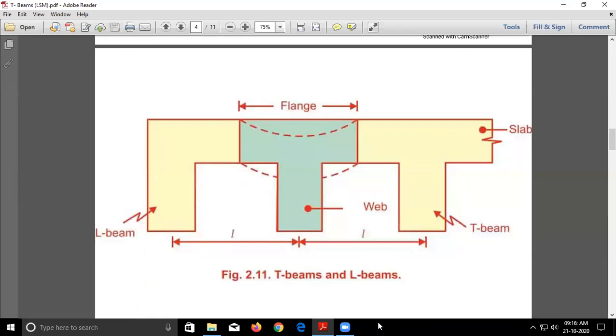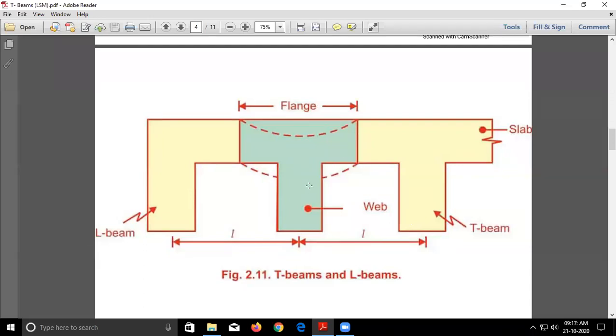So this we are talking about. This portion is called the flange. As I've already told you, this portion takes part in resisting the compressive stresses on this beam. So this much portion will act to resist the stresses. That's why we have shown this in a different color. This whole we will consider as a beam.